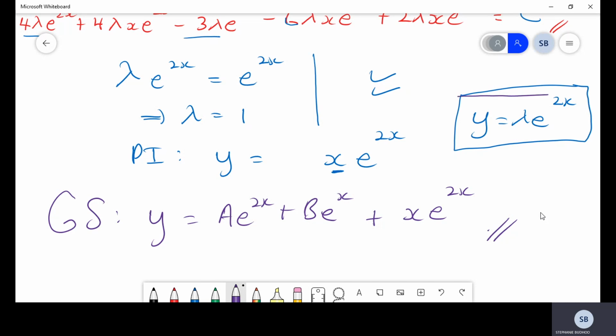Take note that this is your particular integral that you would use, and if your particular integral happens to be part or exactly the same as one of your terms in your complementary function, excluding the constant value of lambda, of course, then you need to introduce an x so that your particular integral is a bit different.